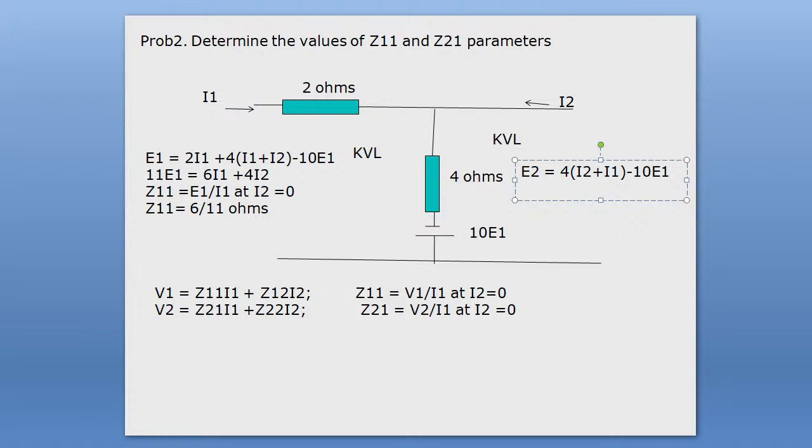This thing we can write with I2 equal to 0. You see, I2 equals 0. So we can write 4 I1. First let me write 4 I2, then we will solve it. It's good for better understanding: 4(I2 plus I1) minus 10 E1 equals how much? What is the value of E1?